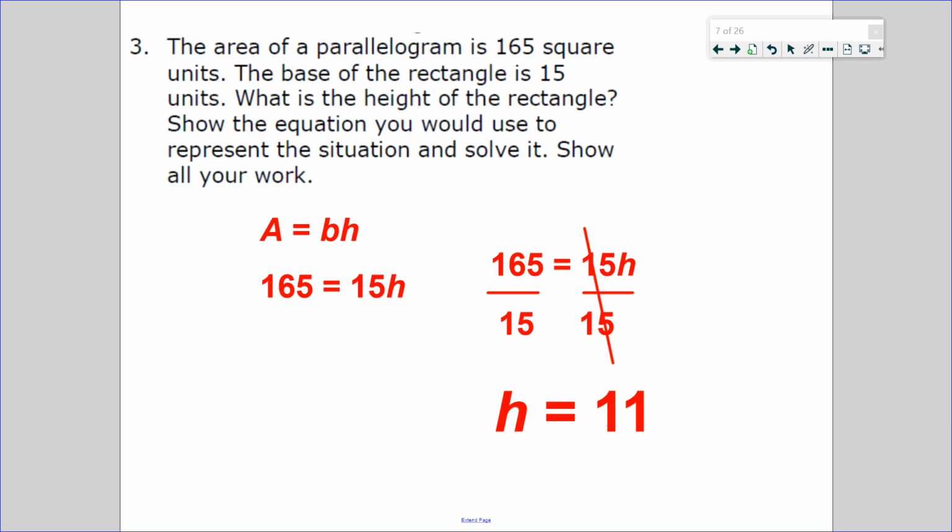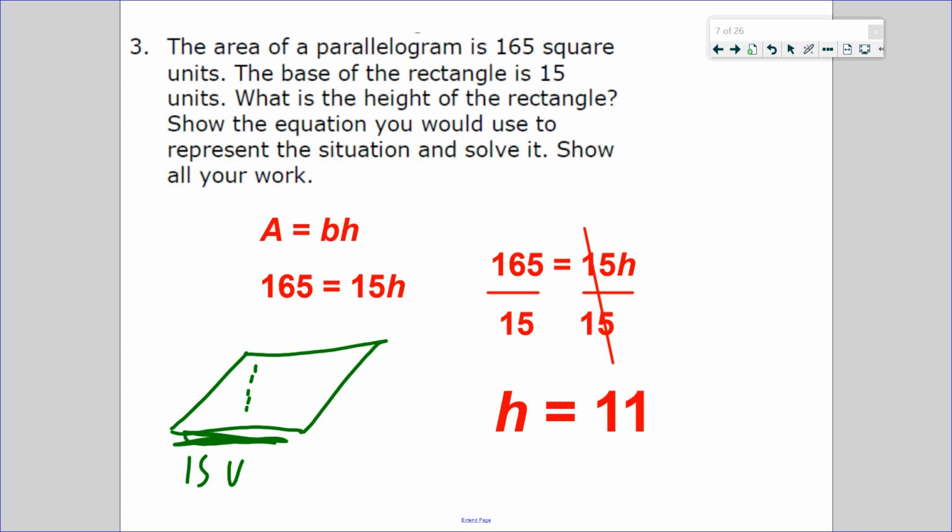Number three, the area of a parallelogram. I'm going to draw a picture to help us out. The area of a parallelogram is 165. The base is right here. The base is 15 units. What is the height? Ooh, they forgot to tell us the height. So show the equation you would use to represent.